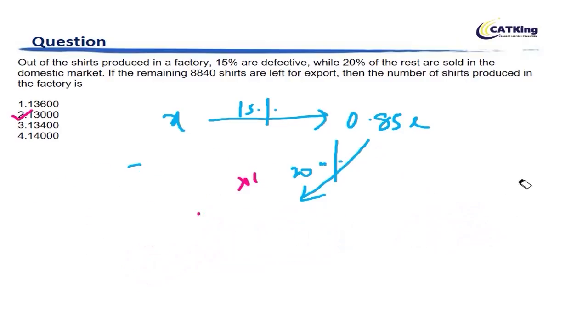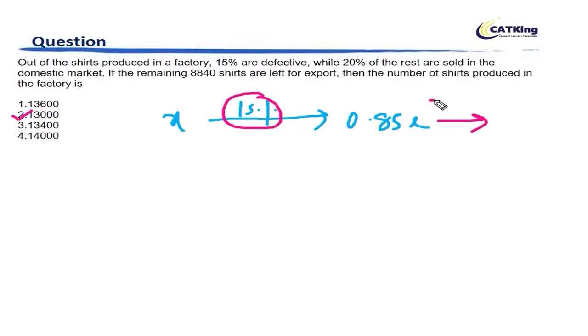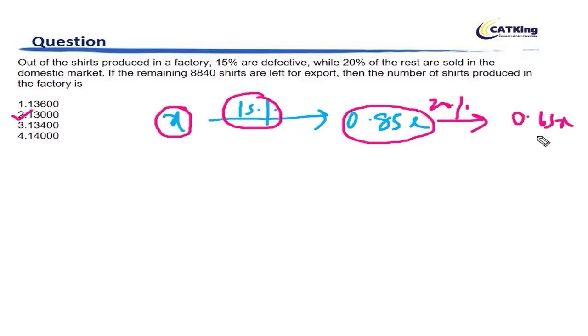Now guys, have a look at this. You know the answer already. I will tell you how people make silly mistakes here. If you take x as 15% and then you take 20% additional, you don't take 20% on this, you take 20% on this only. So this becomes 0.65x, right? Now 0.65x you equate to 8840.